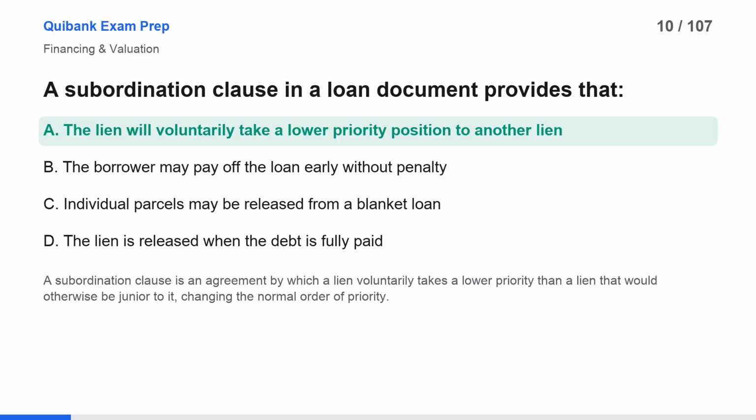The answer is A. The lien will voluntarily take a lower priority position to another lien. A subordination clause is an agreement by which a lien voluntarily takes a lower priority than a lien that would otherwise be junior to it, changing the normal order of priority.